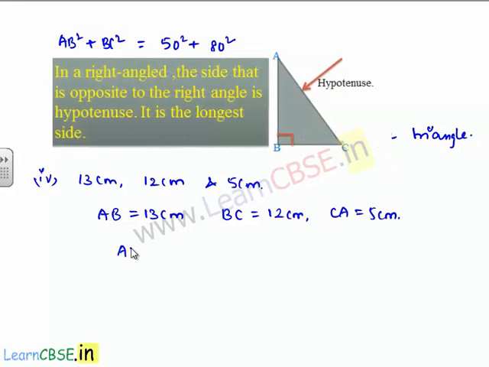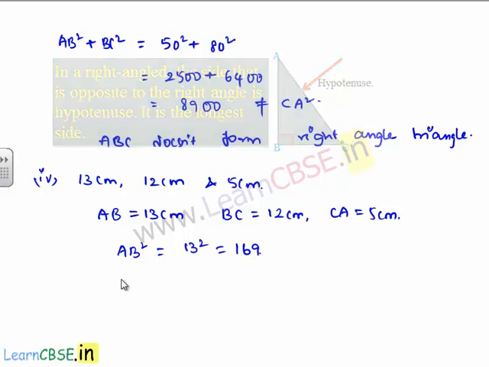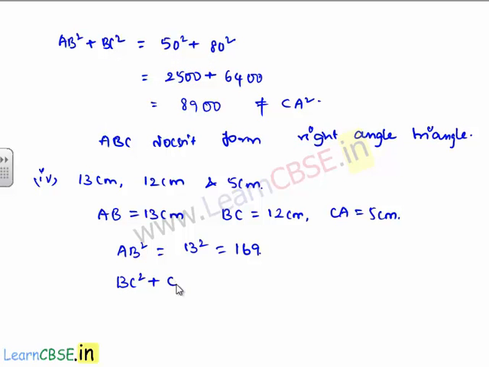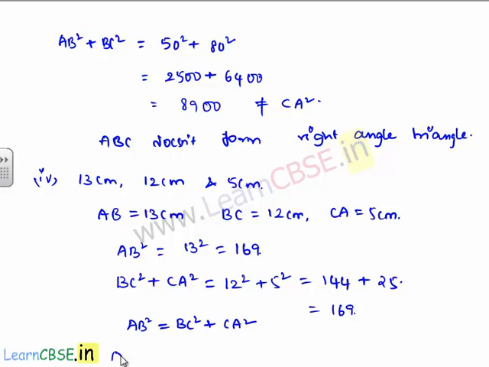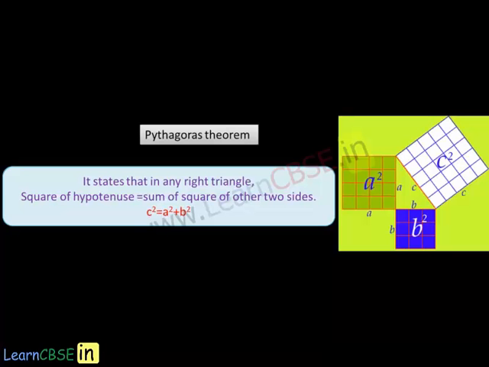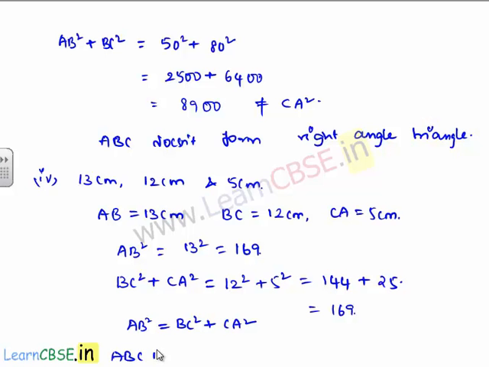So let us take the largest side square, which is nothing but AB square, that is equal to 13 square, which is nothing but 169, and the sum of squares of the other two sides, that is BC square plus CA square, is equal to 12 square plus 5 square, which is 144 plus 25. So overall that will be equal to 169. Here we got AB square equal to BC square plus CA square. So ABC is a right angle triangle with hypotenuse equal to 13 centimeters.